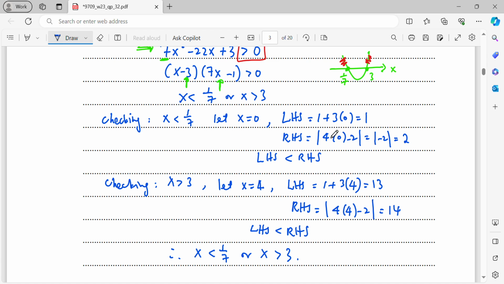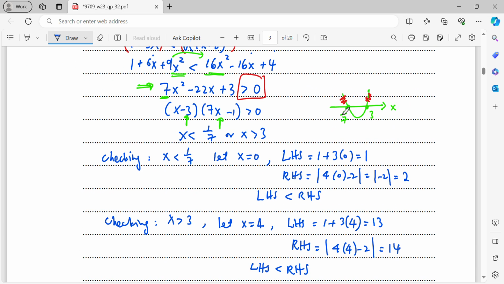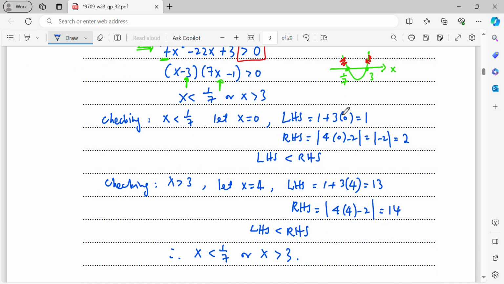Alright, so you have to do the checking when you only have one modulus. If both sides are also modulus, then there is no need to do the checking. So that's the solution of this question 1b.